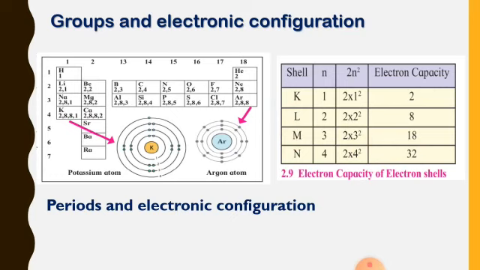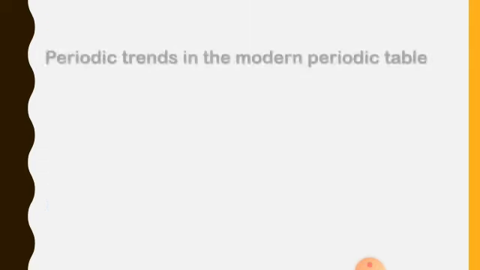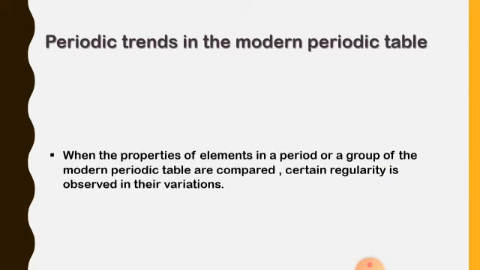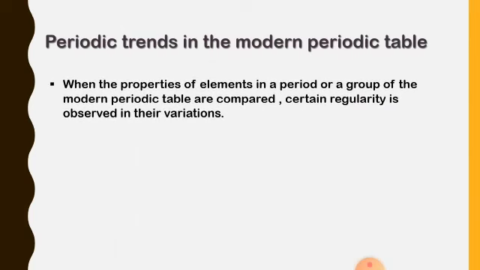Okay, yes, so now today we are going to learn a fresh topic which is very interesting and it is easy. Yes, so just moving towards our first topic, that is periodic trends in the modern periodic table. Okay, what is that? So here we can see, when the properties of elements in a period or a group of the modern periodic table are compared, a certain regularity is observed in their variations.